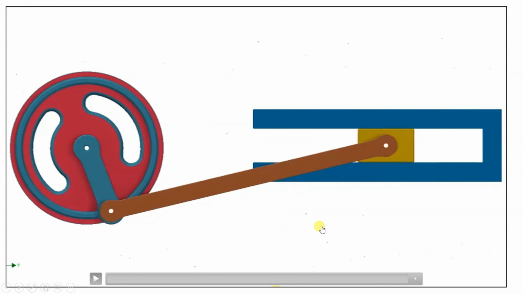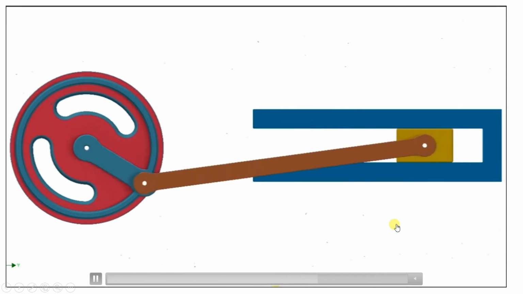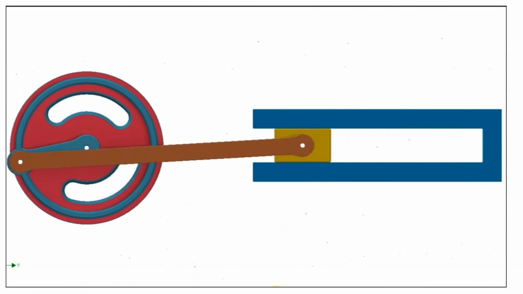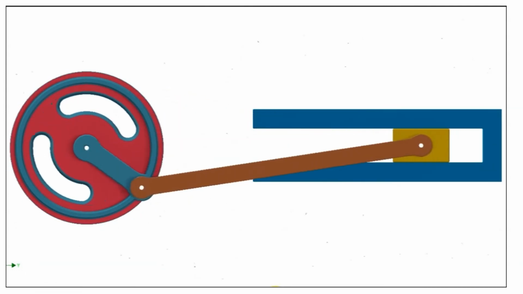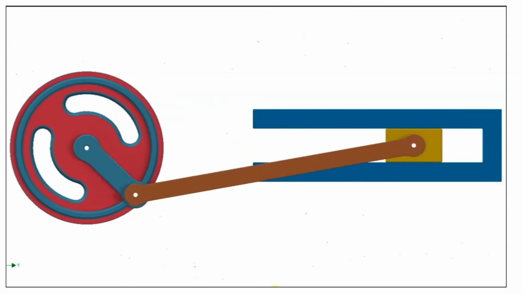Okay, now understand this. This crank will rotate, the connecting rod will have some motion, and the piston will slide inside the cylinder. Okay, so see this. Observe this patiently and understand what happens.